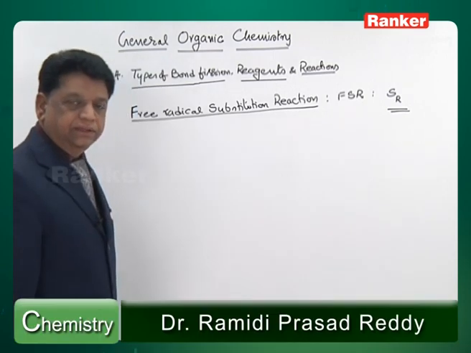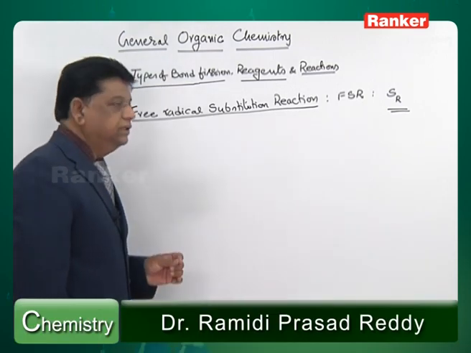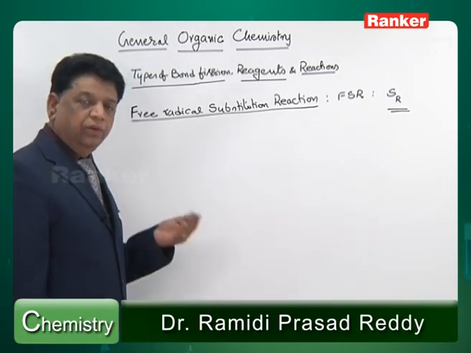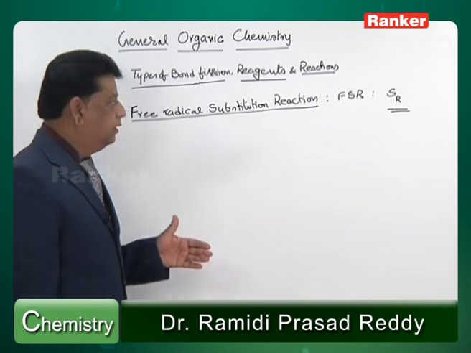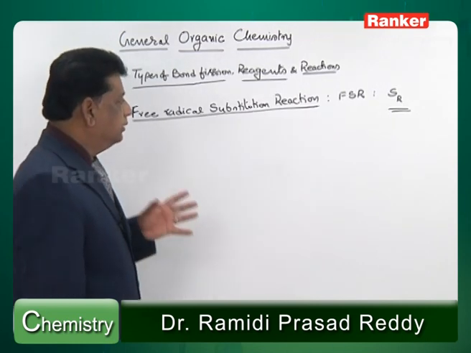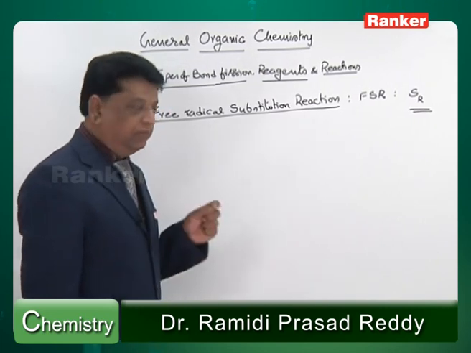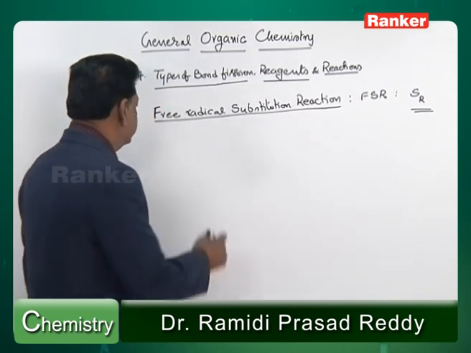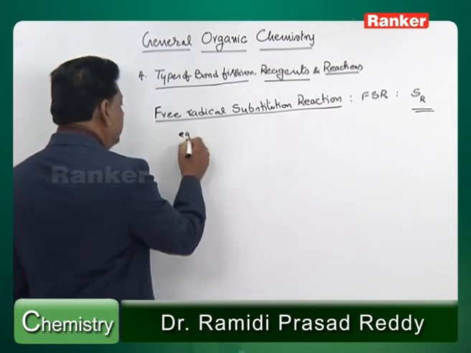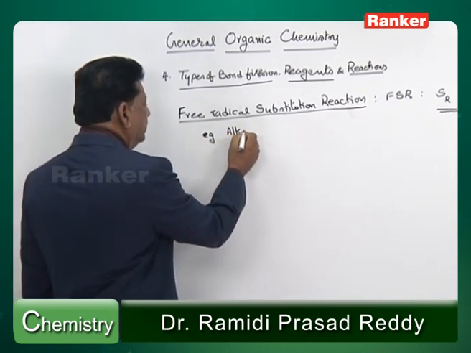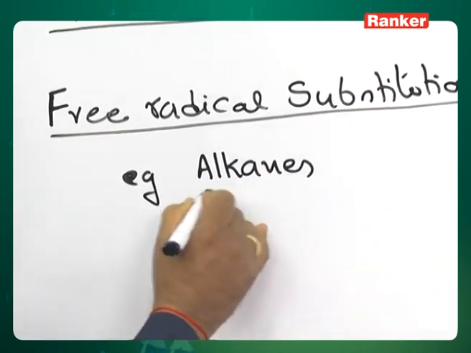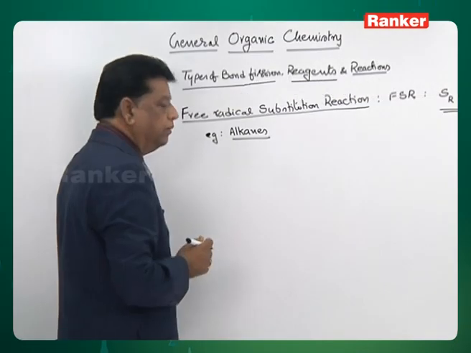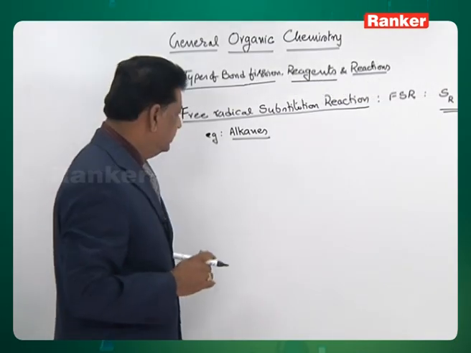SR type of reactions means the main reaction is substitution, that is one group is entering, the other group is removed. It is a substitution with a radical, so R is used for the radical. Examples: all alkanes undergo this type of reaction. The main reaction of the alkane is free radical substitution.